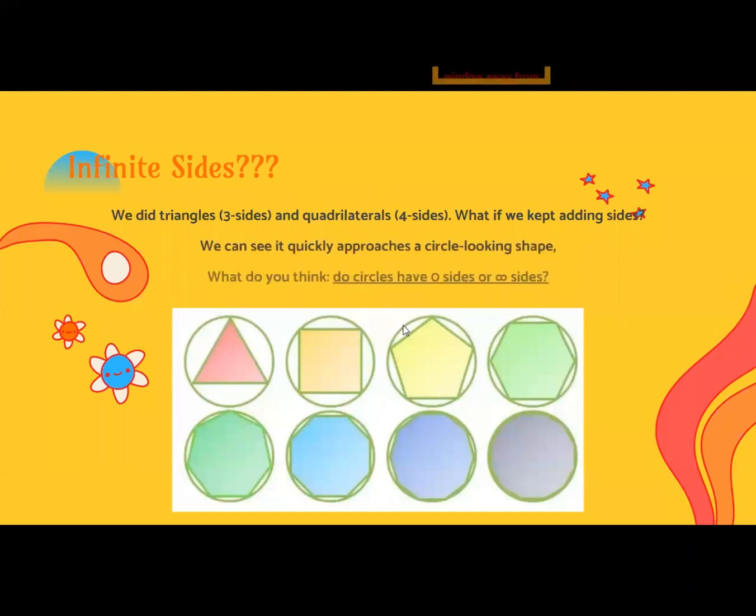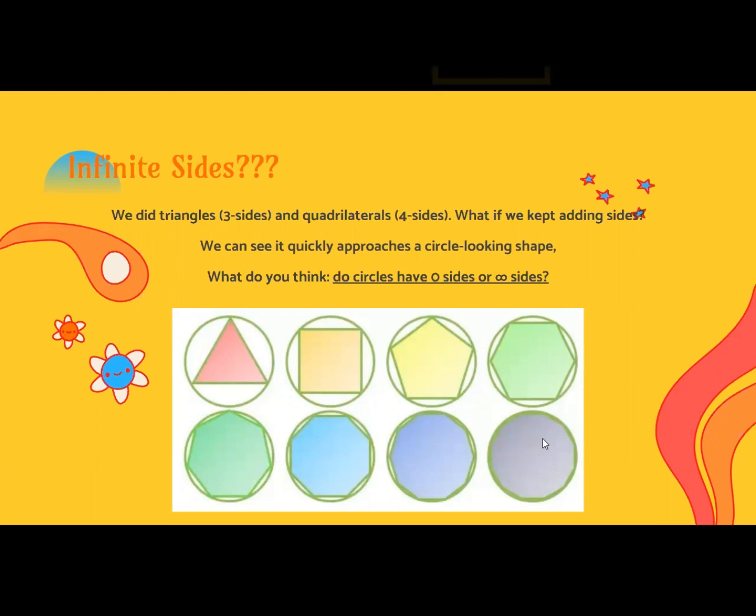So I think the question becomes, does a circle technically have 0 sides or infinity sides? If we increase the amount of sides, does it become 0 or does it become infinity? That question you guys should think about. Maybe if you want to, input in chat and tell me if you think it has 0 sides or infinity sides. I'm kind of curious to see what you guys think.